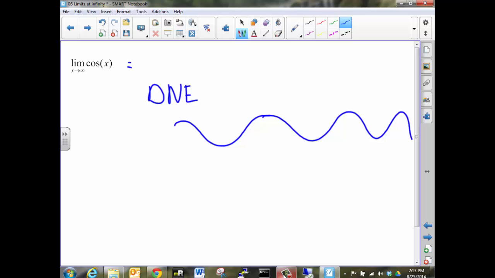What's the limit as x approaches infinity of sine of x? Does not exist because it's just going to keep going up and down, up and down, up and down. Right?